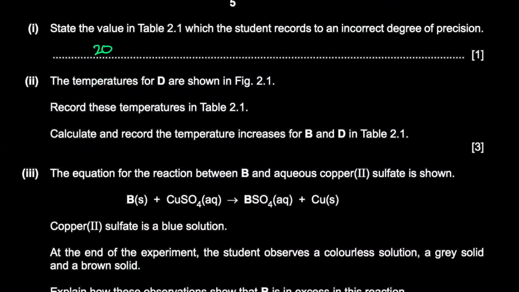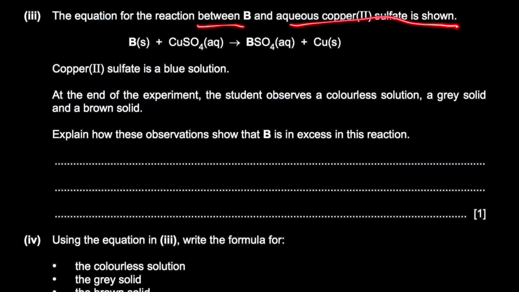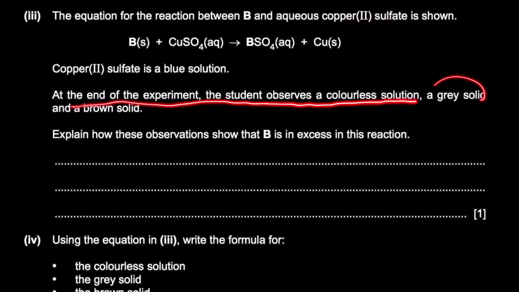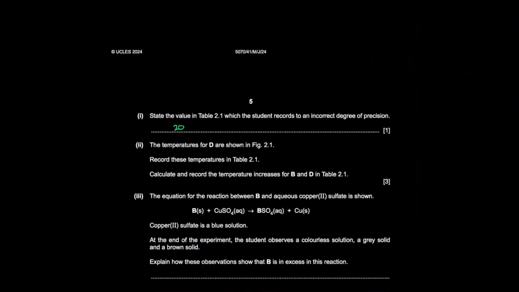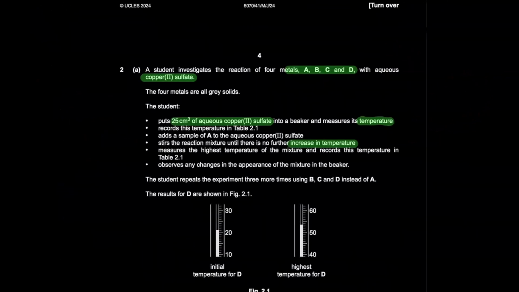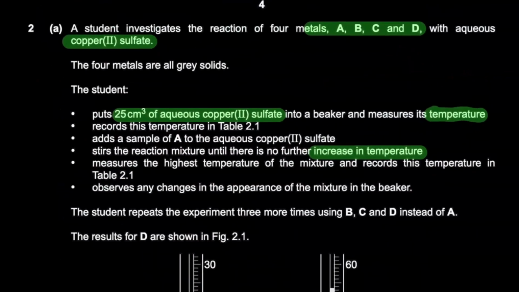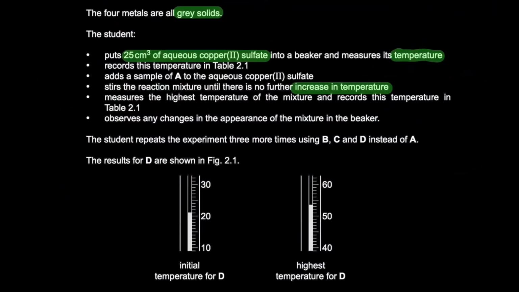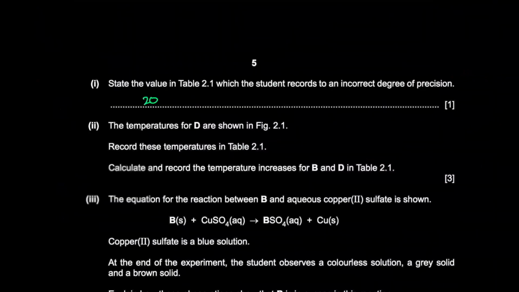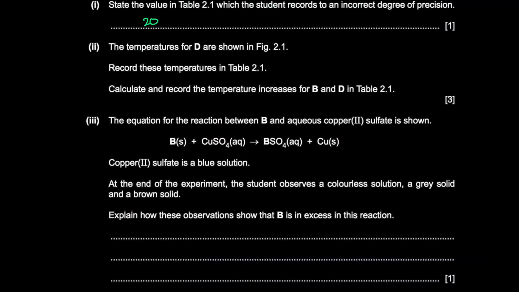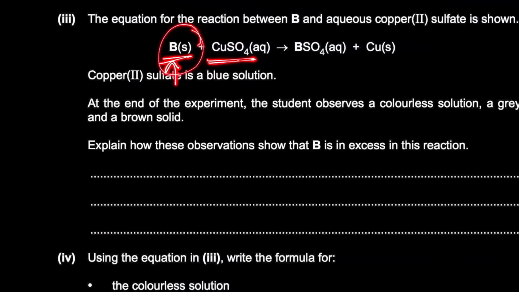The equation for the reaction between B and aqueous copper 2 sulfate is shown. At the end of the experiment, the student observes a colorless solution, a gray solid, and a brown solid. Explain how these observations show that B is in excess in this reaction. The question clearly says that A, B, C, and D are gray solids. Now that means that some of the B is left over, right? Some of the B is left over and all the copper 2 sulfate has reacted. Because some of the gray solid is left over, it means there must be an excess.